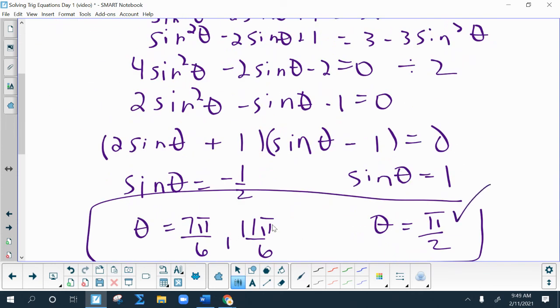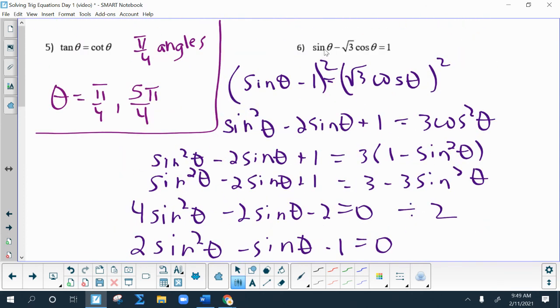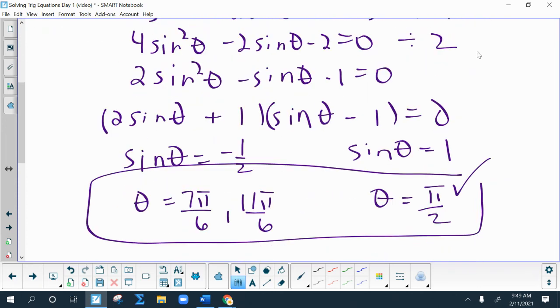Then I have to check both of these. So when I put 7 pi over 6 in, sine of 7 pi over 6, I'll write it over here, is a negative a half. And cosine of 7 pi over 6 is negative root 3 over 2. Which should equal, let's see, positive 3 over 2 minus a half is 2 over 2. That works. But then when I put 11 pi over 6 in, this is still negative, but this part here is going to be positive, which will not equal 1. So that means I have to exclude that one.